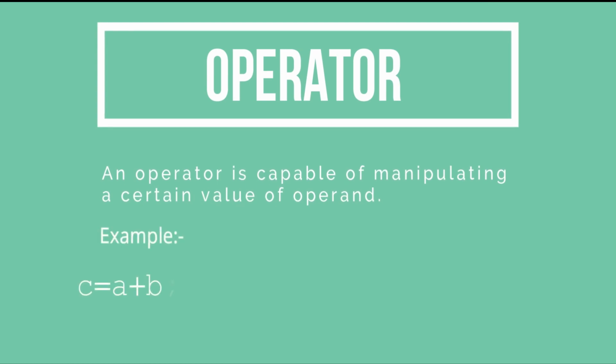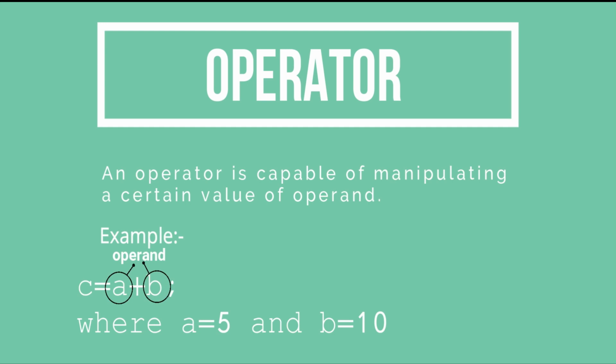For example, take the expression C is equal to A plus B, where A is assigned the value 5 and B is assigned the value 10. A and B act as operands, whereas the plus sign acts as an operator, by which we are able to manipulate the values within A and B and store the result in C. So this is how an operator basically works.